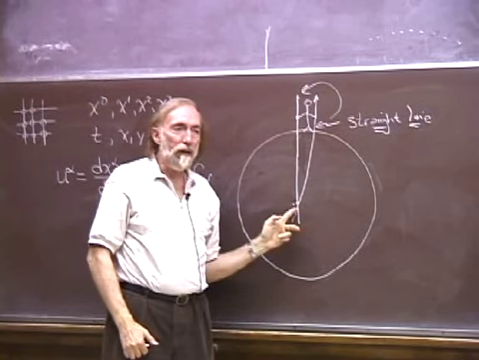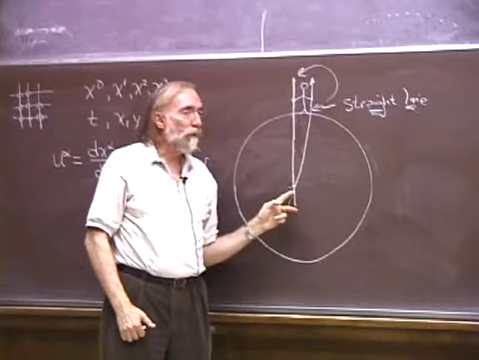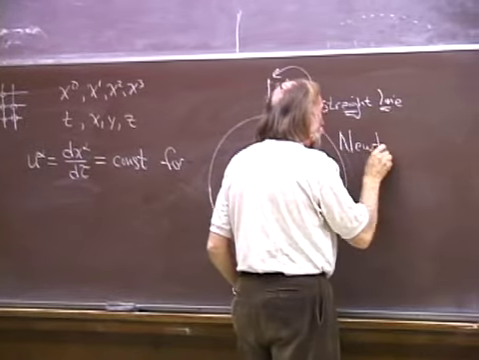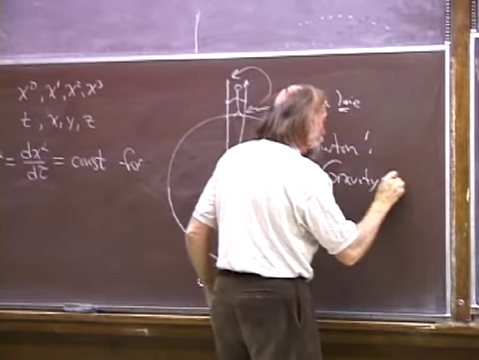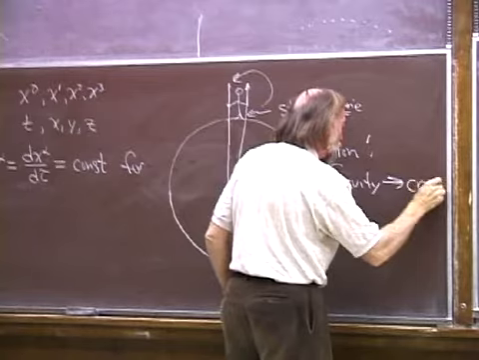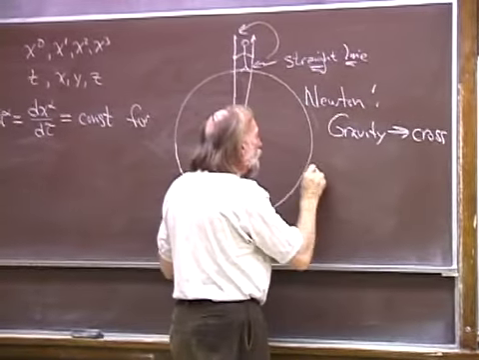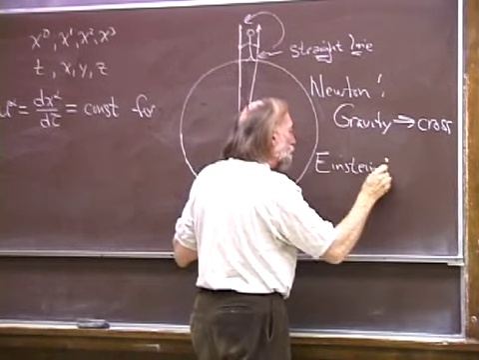We know they cross because we understand what goes on in this case from Newton's point of view. Newton says gravity makes them cross, makes the trajectories cross. And so we need a corresponding statement as to what Einstein says.